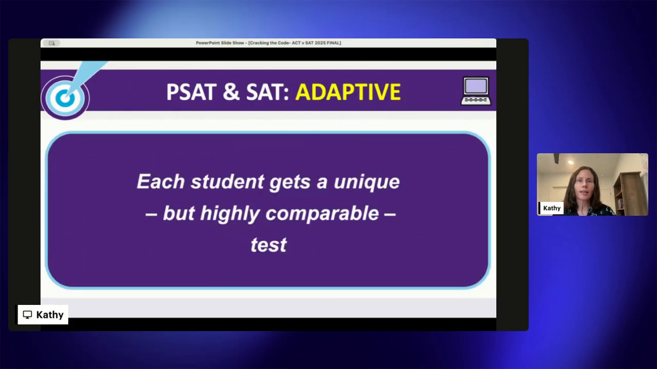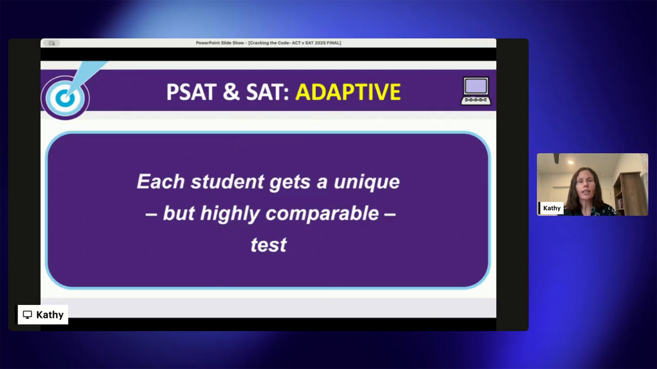ACT, by the way, and I'll talk about this later, has done something similar. Again, the test is adaptive, and this has also improved test security, meaning, and you shouldn't do this anyway, if you were going to look over at the student next to you, they should have a completely different test.